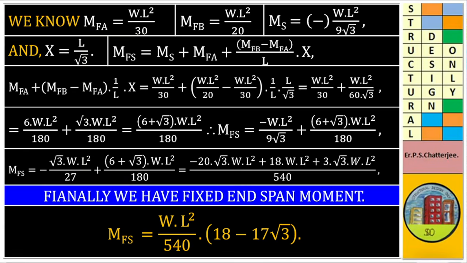MFS is equal to minus square root of 3 into W L square by 27 plus (6 plus square root of 3) into W L square by 180, which is equal to (minus 20 into square root of 3 W L square plus 18 W L square plus 3 square root of 3 W L square) by 540. Finally, MFS is equal to W L square by 540 into (18 minus 17 square root of 3).